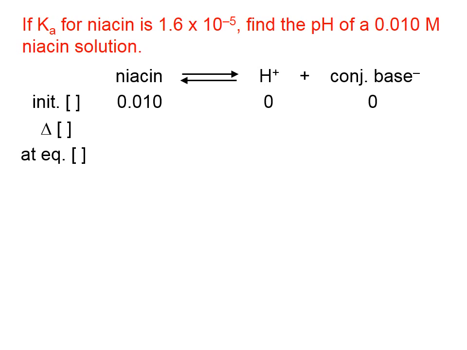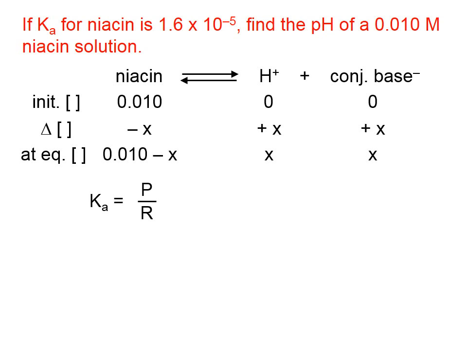The initial concentrations of the two things on the product side we're going to assume is 0. The niacin concentration will go down by some amount, and that will cause the hydrogen ion and the conjugate base concentrations to go up an equal amount. So at equilibrium, for niacin, we're going to have 0.01 minus X, and for H plus and the conjugate base, we're just going to have X, or 0 plus X, which simplifies to X.